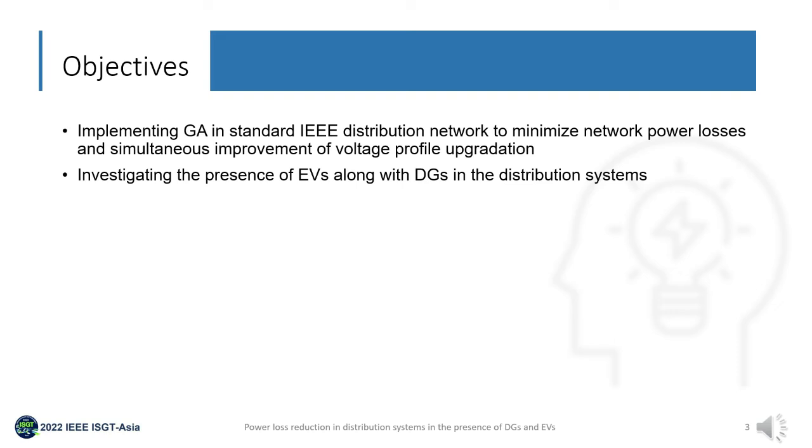Our objectives are as follows. First, implementing GA in standard IEEE distribution network to minimize network power losses and simultaneously improve the voltage profile. Second, investigating the presence of EVs along with the DGs in the distribution system.